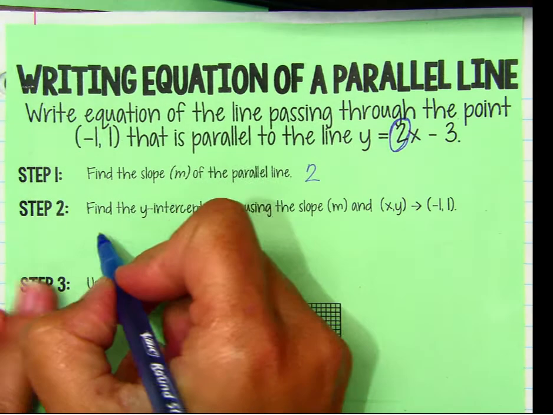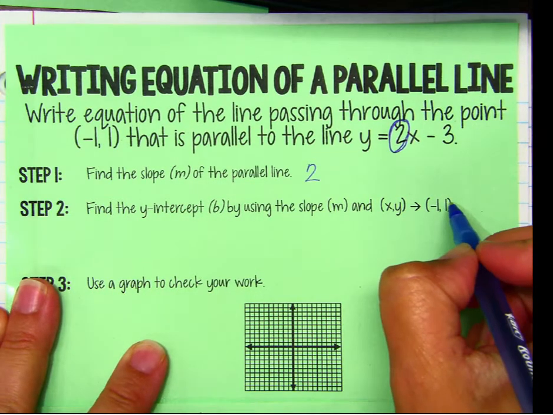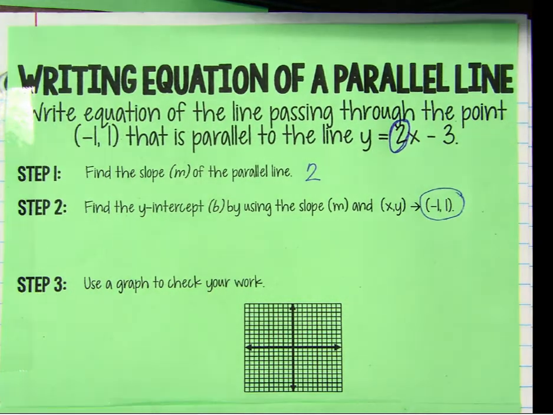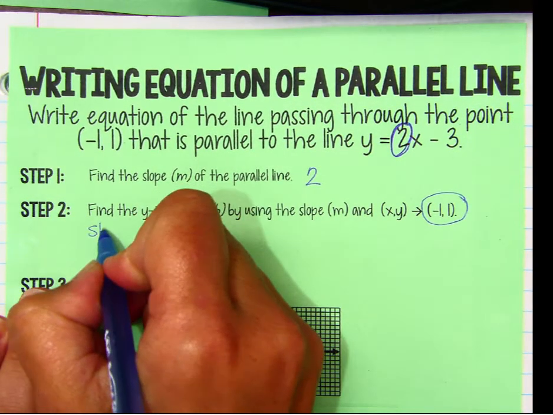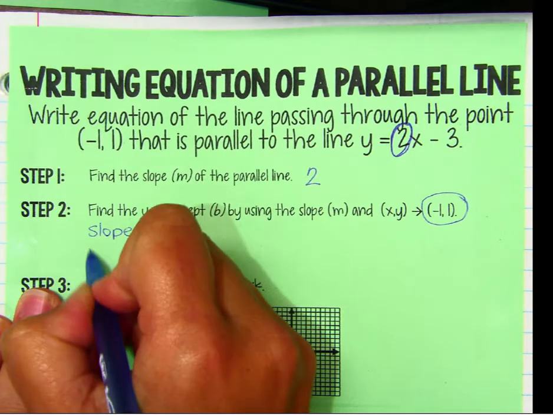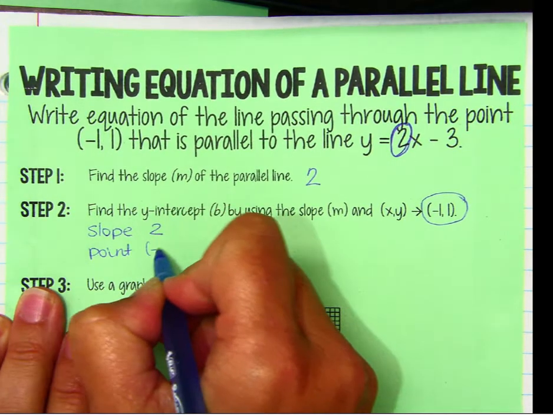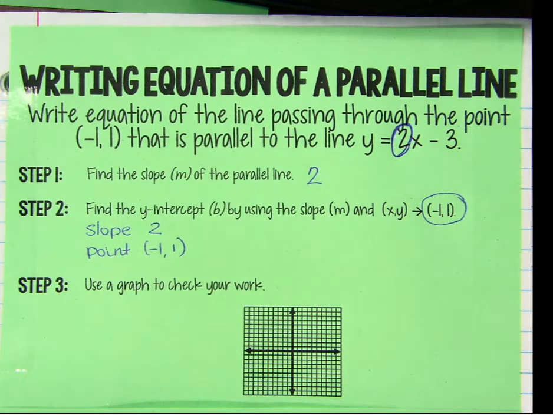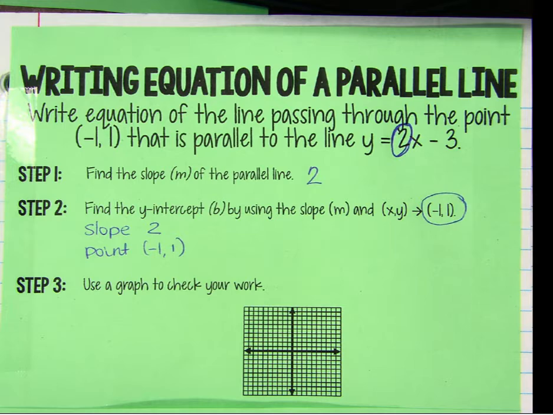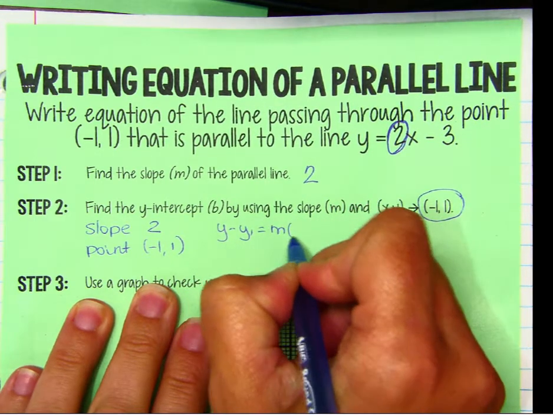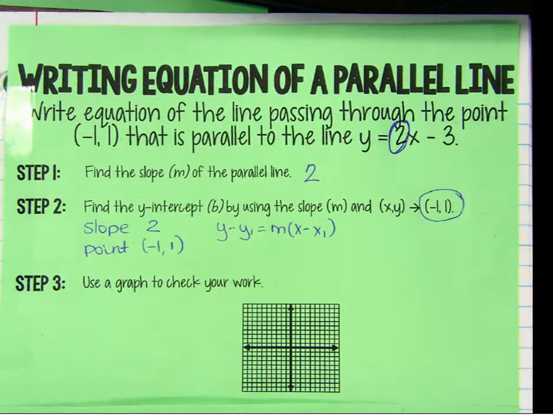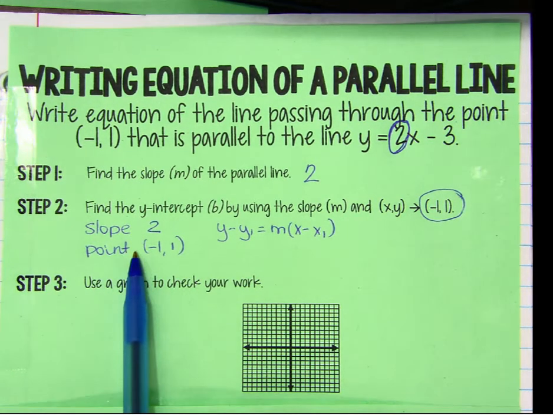Now, the other thing that we know is that it has to go through a certain point. In this case, it has to go through the point -1, 1. So here's what I know. My new line has to have a slope of 2, and it has to go through the point -1, 1. Now, we can, at this point, use a couple of different formulas. We can use point slope, which is y minus y1 equals m times x minus x1. And at this point, I can plug in the slope and I can plug in my point.